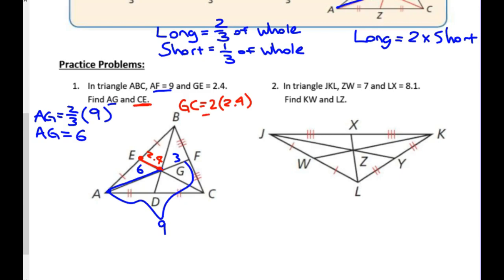So even though I'm looking for CE, this is going to help me get CE. Okay, so GC equals 4.8, right? Small times 2 equals the longer one. So I can label that. I've labeled them both, 2.4, 4.8. But what are they asking me to find? Is CE the small, long, or whole thing? CE is the whole thing.